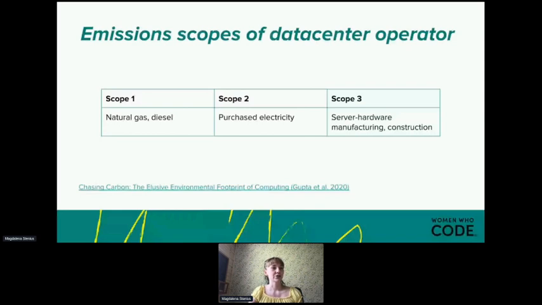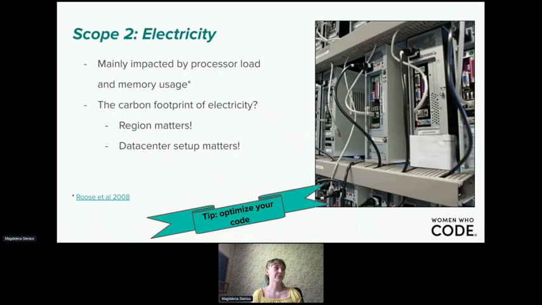So let's look into electricity. The main things that impact the electricity consumption of a server is the processor load and the memory usage. This is why it is also important as part of your carbon emission strategy to try and optimize your code. If you're familiar with big O notation, you already know how large differences small changes can make. So that's also one tip I can share for you.